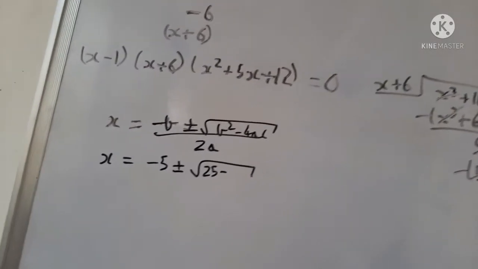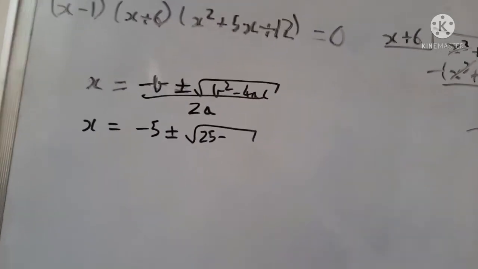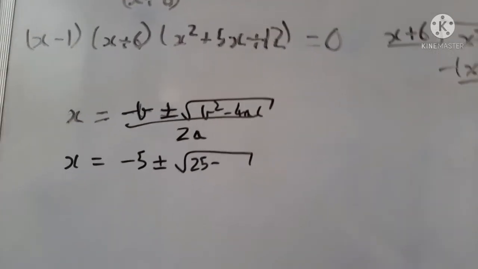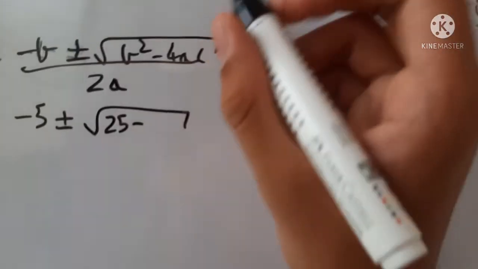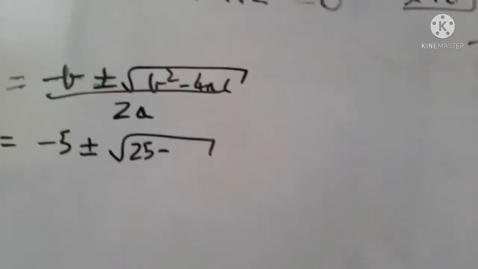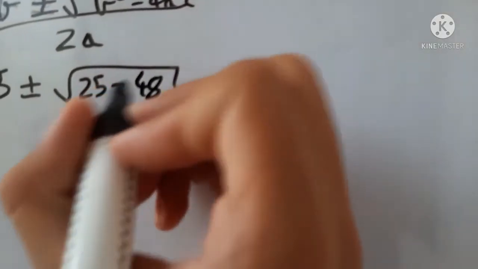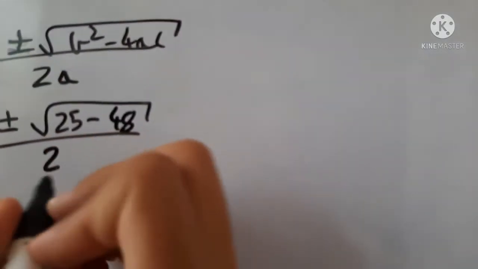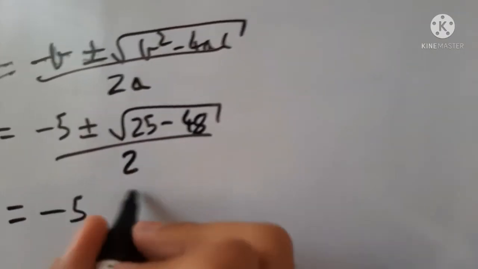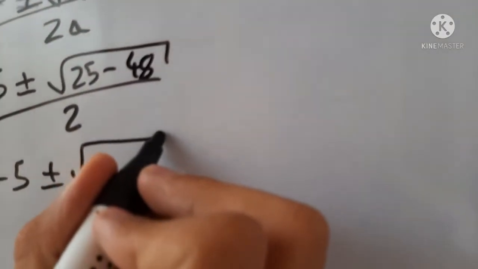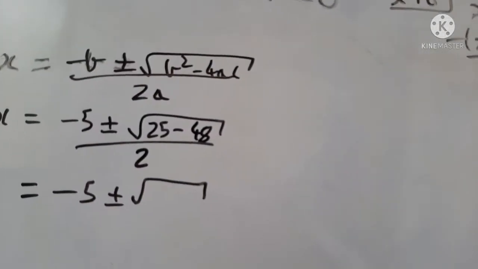than 25, and we get complex solutions. Okay, 12 times 4 upon 2, right, yeah. So minus 5 plus or minus the square root of, okay, so 25 minus 48.